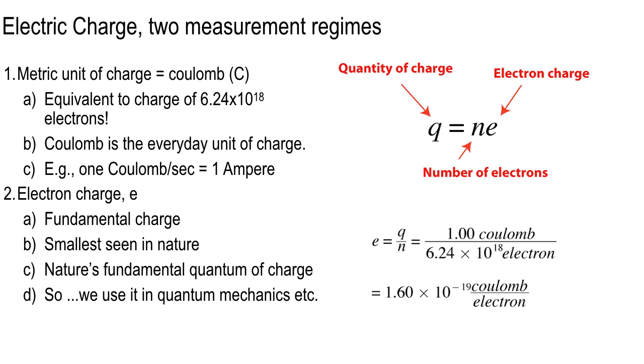A coulomb is worth 6.24 times 10 to the 18 electrons. And a fundamental charge E is 1.60 times 10 to the minus 19 coulomb per electron. And that should actually be minus E. It's positive 1.60 times 10 to the minus 19 coulomb per proton. All right, so those are the basics. Those are the two basic measuring units.